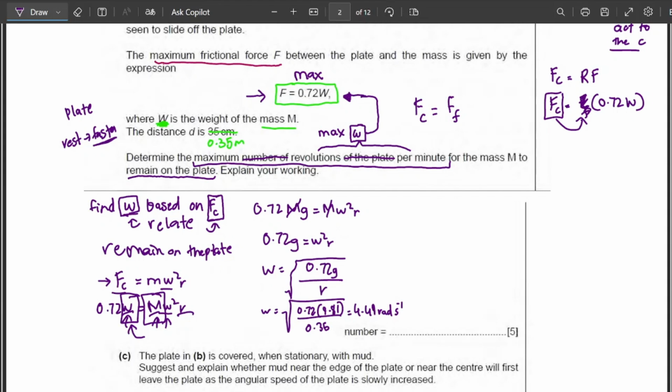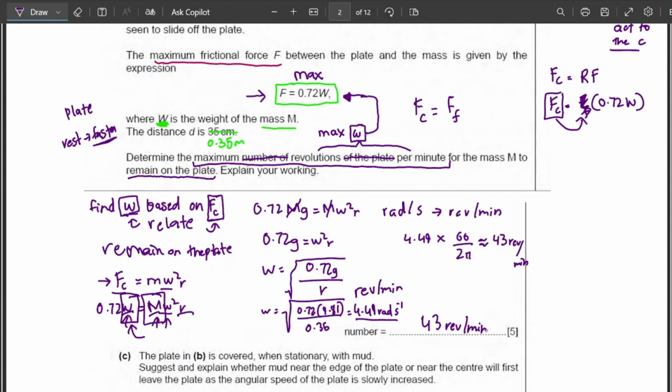But you don't want to plug this value in, because they asked for the value to be in revolutions per minute. Whenever you want to convert from radians per second to revolutions per minute, you take your value in radians per second and multiply it by 60 divided by 2 pi. That's going to give you approximately 43 revs per minute. So this right here, 43 revs per minute, is the maximum number of revolutions per minute that is possible.